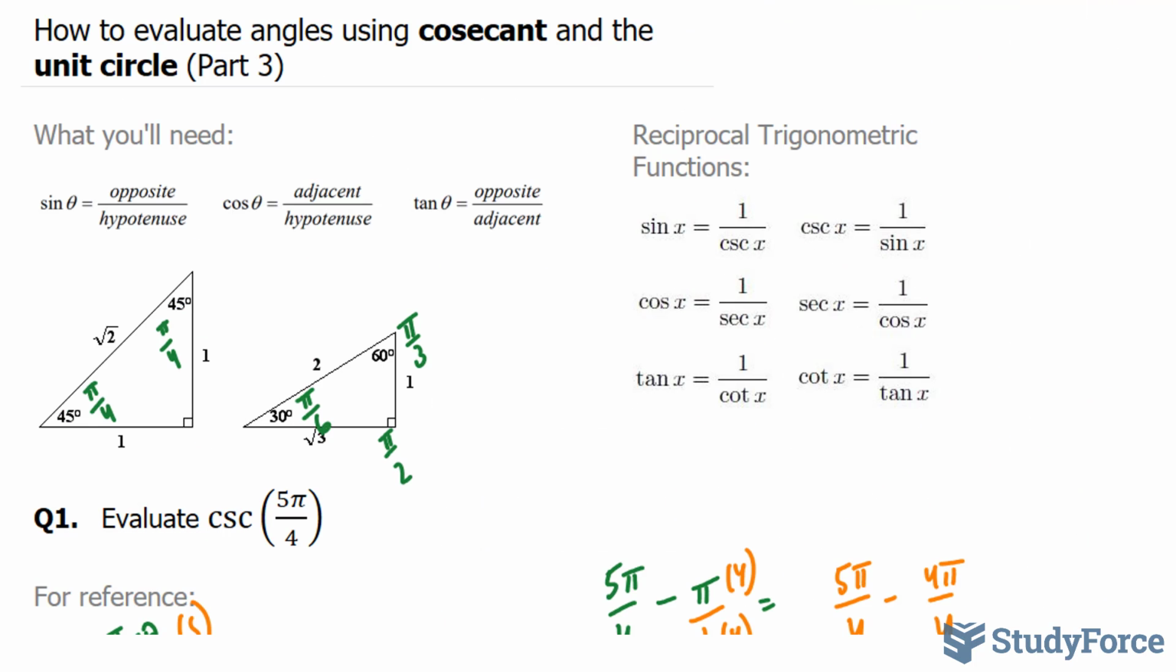So there you have it. That is how to evaluate angles using cosecant and the unit circle.